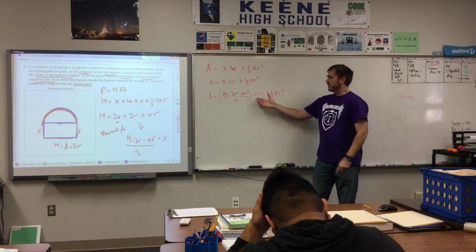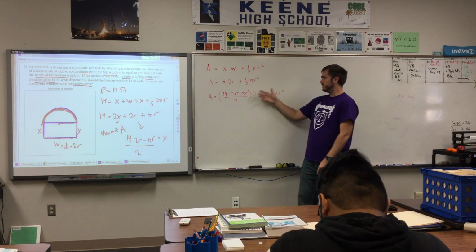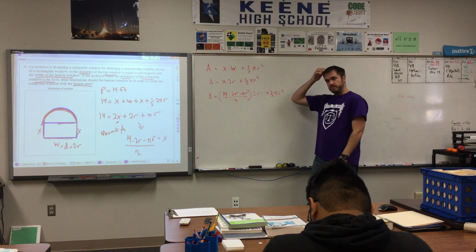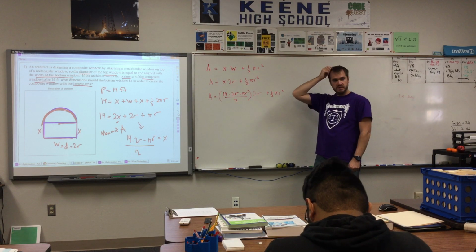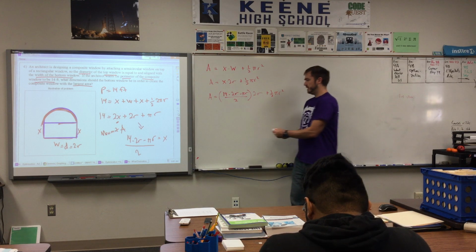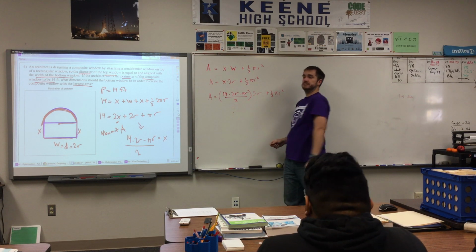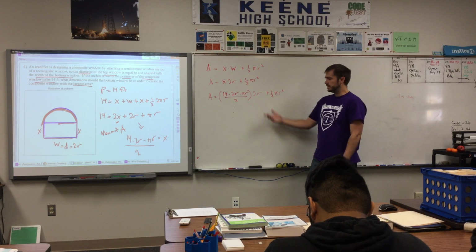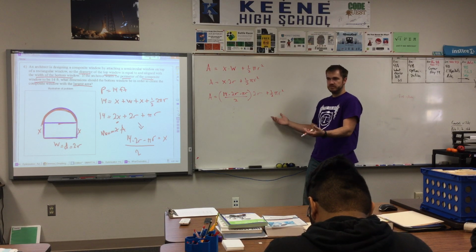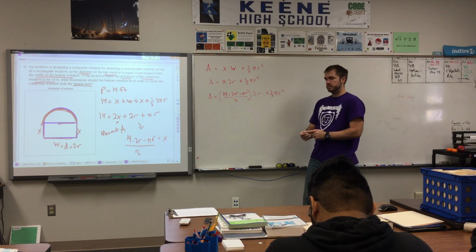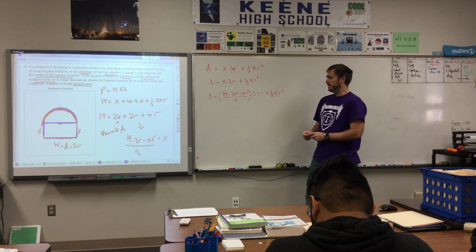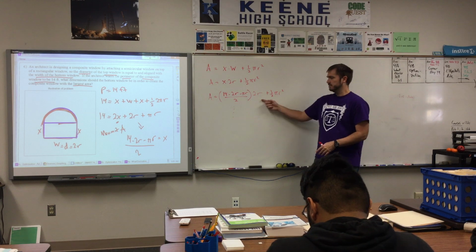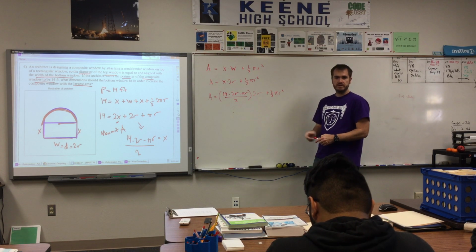Okay, great. Yeah, the 2's will cancel and you'll end up with some stuff, but we have the area completely determined by the radius. Your homework is to graph that or take the derivative of it, find where the derivative is positive or negative, where it's increasing or decreasing. I don't really care how you figure out what the best dimensions are. Figure out the best dimensions based on our equation.